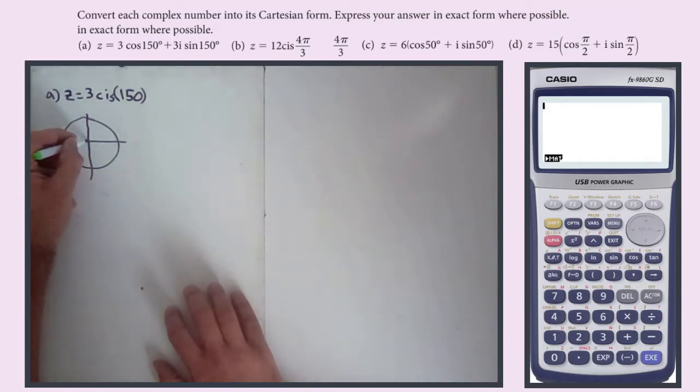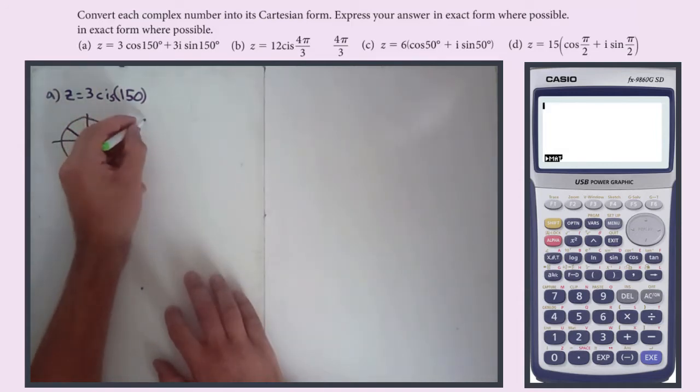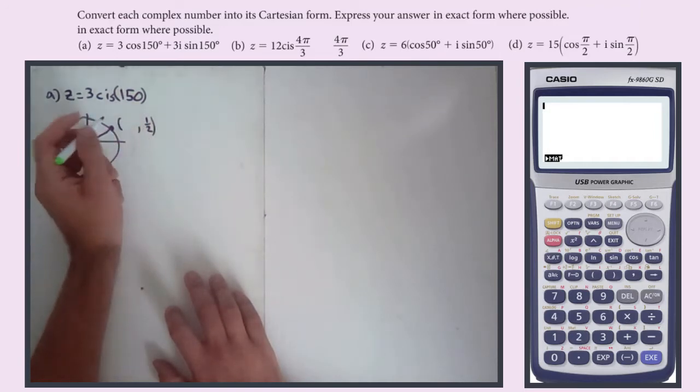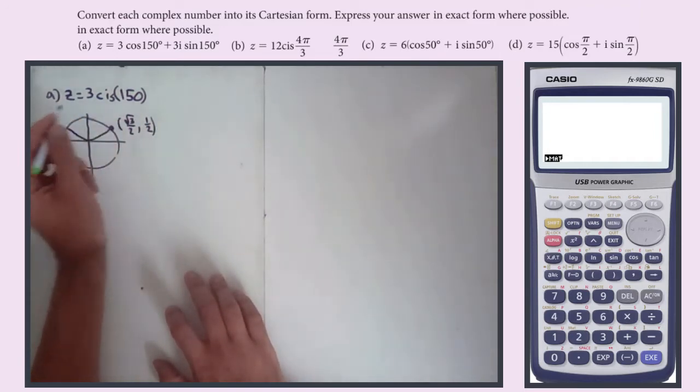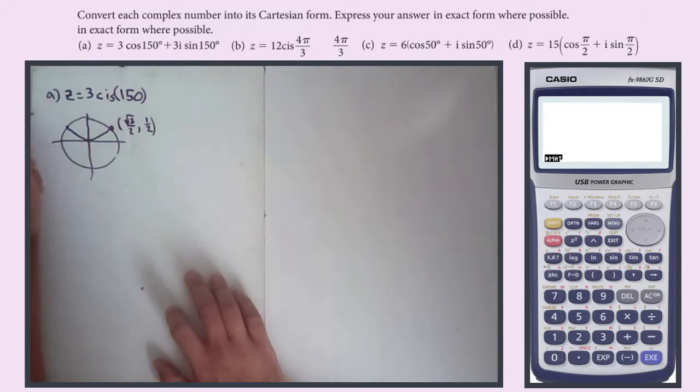So 150 is 30 less than 180, so the parent angle is 30. Sine 30 is a half, remember that's the y coordinate. Cos 30 is root 3 over 2, that's the x coordinate. So at 150, the sine will be the same, the y coordinate is the same, but the x coordinate will be the same but negative, so minus root 3 over 2, like that.